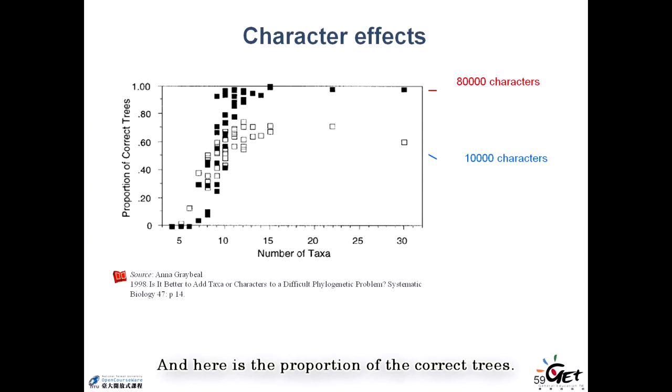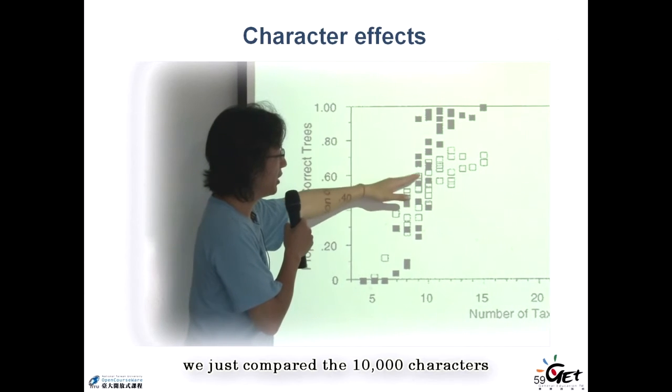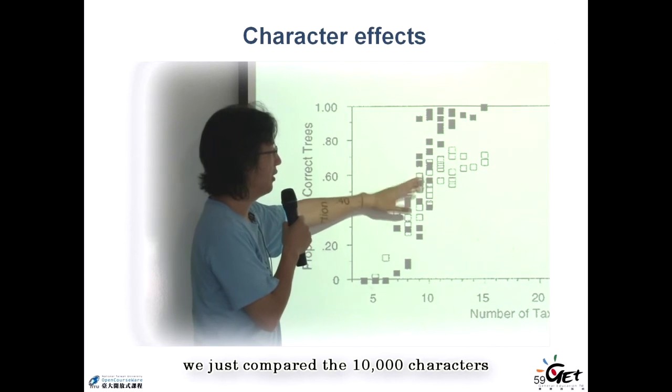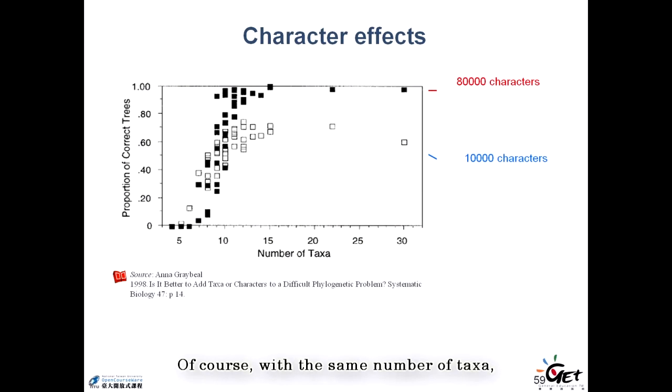And here is the proportion of the correct trees, based on the same performance we plotted, and we just compare the 10,000 characters and a lot more characters. Of course, with the same number of taxa, adding characters is still very good. It still has a very high performance compared to fewer characters. So basically, they both help.